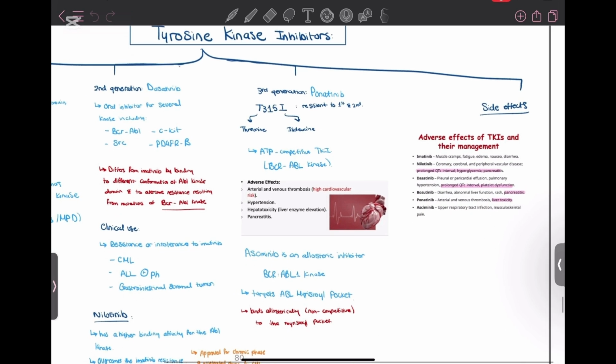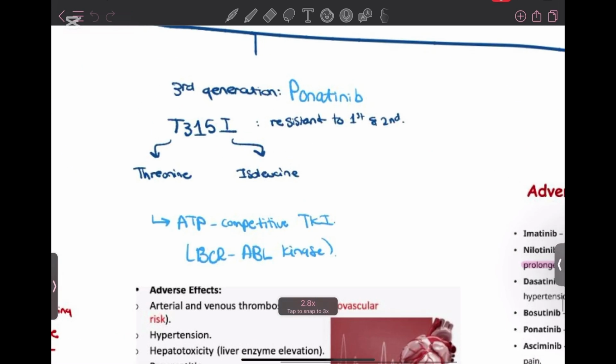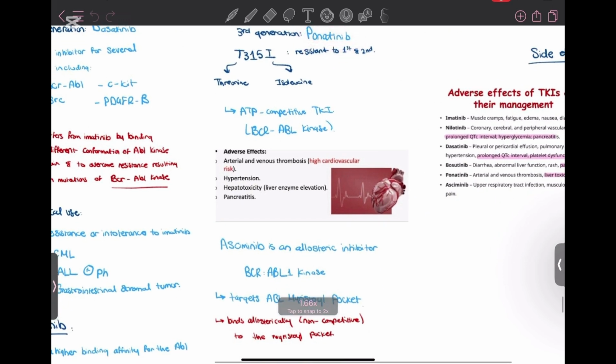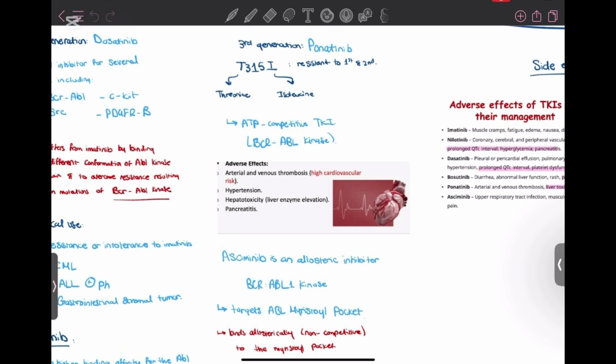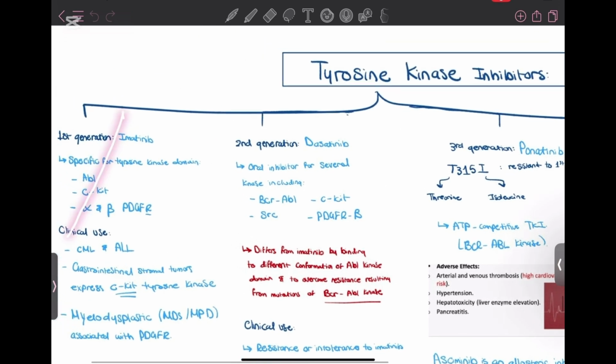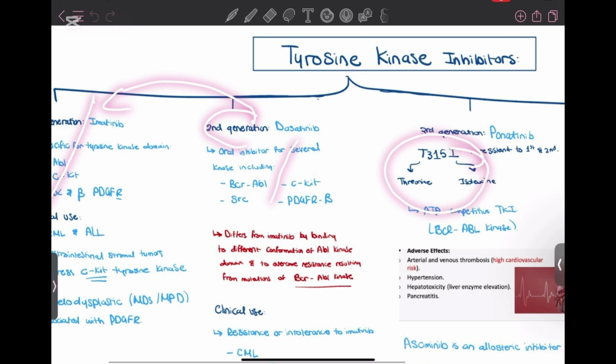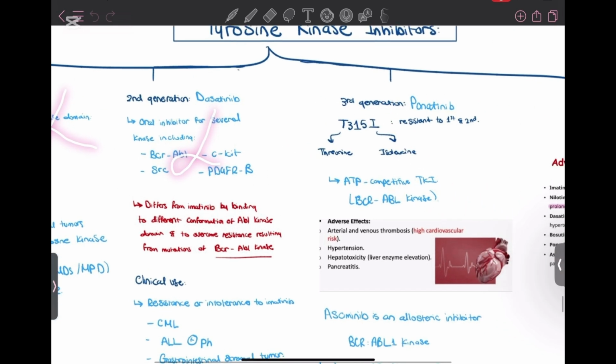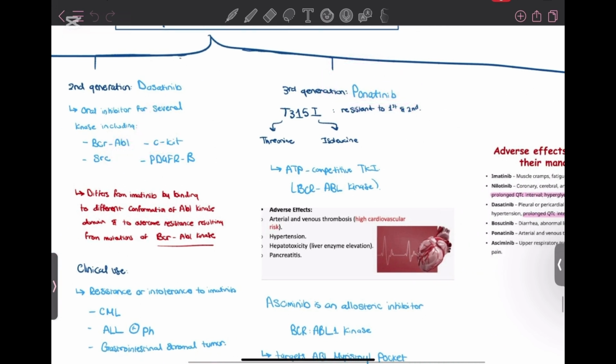Then we have the third generation, which is going to be ponatinib and the, I'm not sure how to pronounce it, but basically it happens because there was a threonine to isoleucine switch, okay, which causes resistance to the first and the second generations. So the second overcomes the first, but due to this kind of change, we can have resistance to both the first and the second generation. So that's why we came up with the third generation.